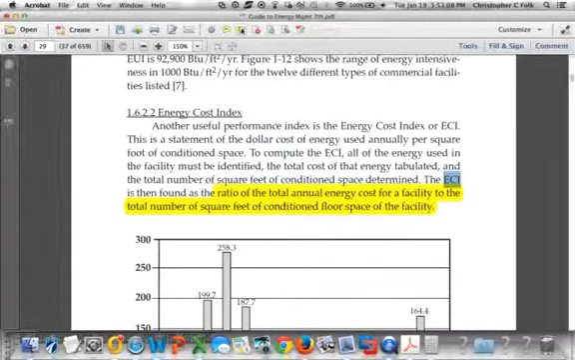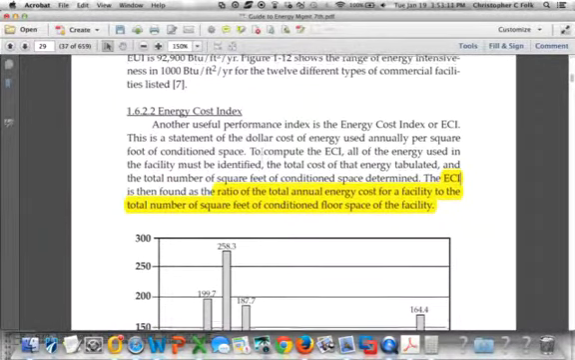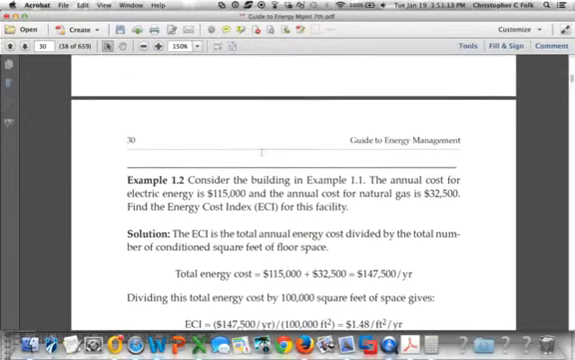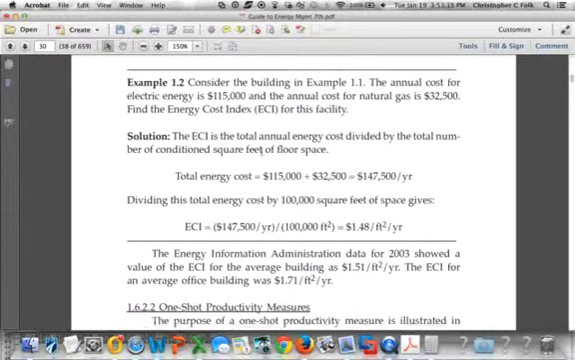So that's pretty cool. All right, so here at the bottom on the next page, they're going to give us another example, and we're going to work this out a couple ways. Referring back to the example we just worked on, they're saying that the 1.76 million kilowatt hours of electricity costs $115,000. That's a pretty big electric bill. And the annual cost for the gas, the 6.5 million cubic feet, was $32,500.